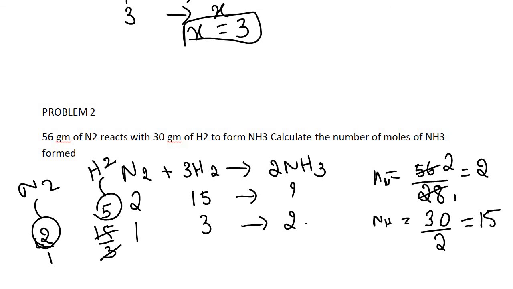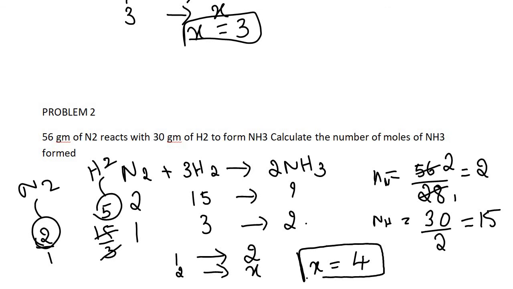To do the mole analysis, we need to take the limiting reagent. If 1 mole of nitrogen gives rise to 2 moles of ammonia, 2 moles of nitrogen gives rise to how many moles of ammonia? So X is equal to 4 moles of ammonia.